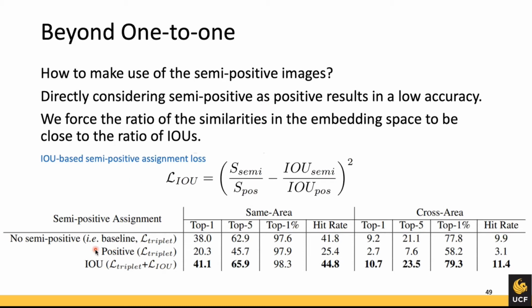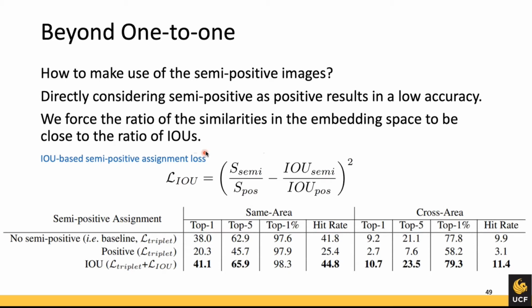But if you look at the result here, which is the second row, if we consider these semi-positives as positive, the performance actually dropped, compared to when we don't consider the semi-positive examples. This is because the semi-positives, although they share some of the partial information of the query, also introduce some novel information which is not related to the query. If you force them to be positive, it will confuse the model. It will learn something that makes the model confused. That's why you see the performance drop a bit.